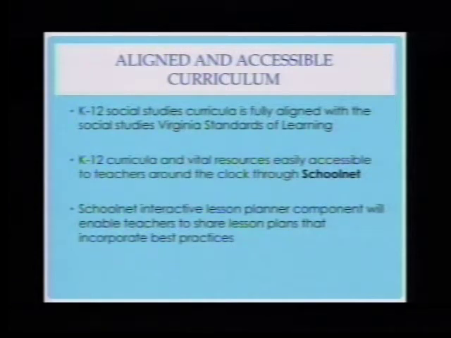The other way that we make the curriculum accessible to teachers is that SchoolNet has an interactive lesson planner component. So teachers can write lesson plans, and they can also schedule them on SchoolNet so that they can share them not just at their building level, but also with the division. So we have those very best lessons available to all teachers, and we're really excited about that.